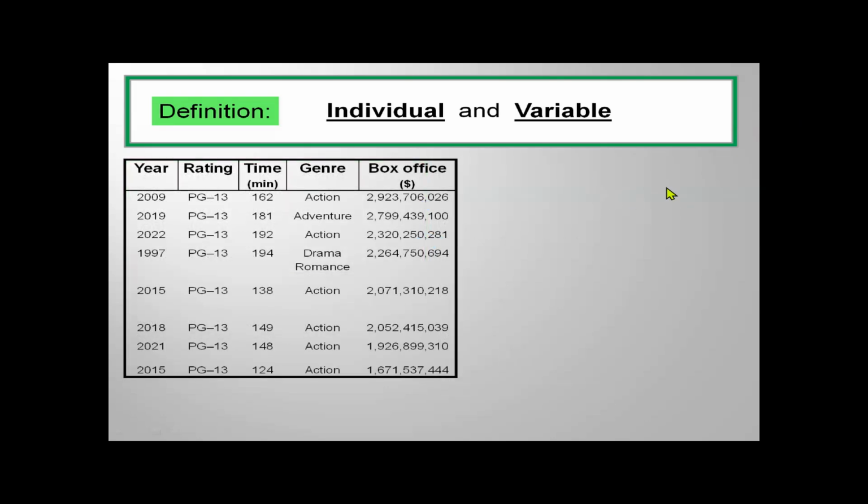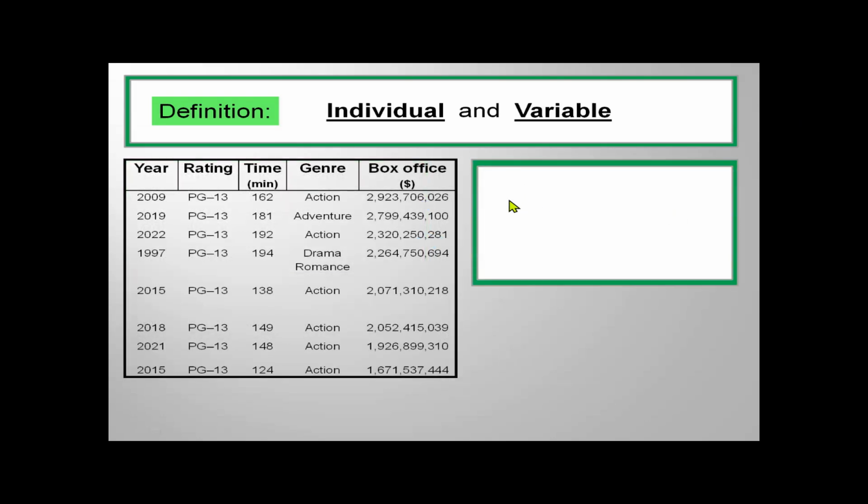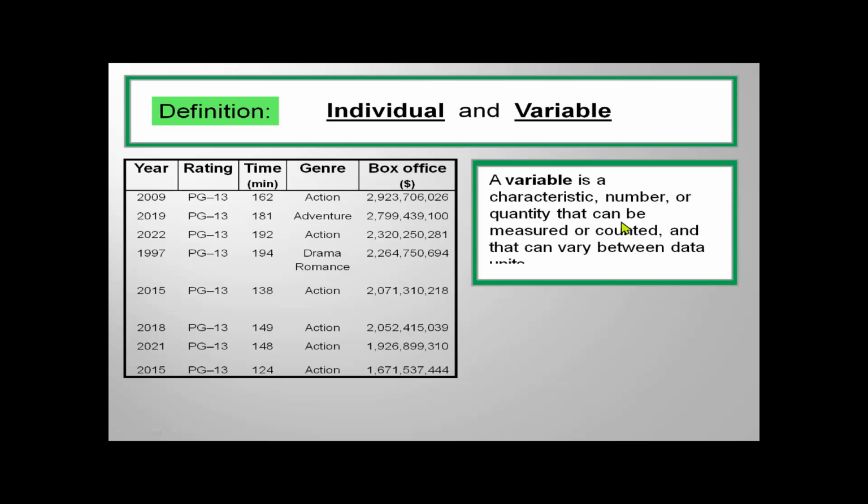Now we're going to go over variables. A variable is a characteristic, number, or quantity that can be measured or counted and that can vary between data units. Typically, we're going to focus on two things when we talk about variables: characteristics and numbers.